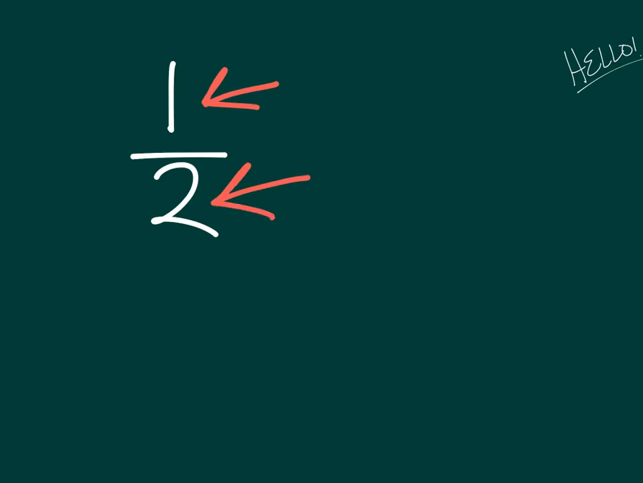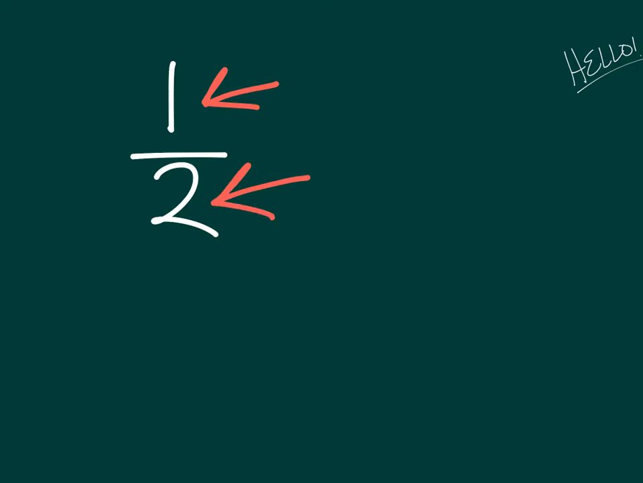Hello. Okay, so today we're going to be covering improper fractions and mixed numbers. So we're going to talk about how to go from one to the other and from the other to the one, back and forth. Okay, so a regular fraction that we know has a numerator and denominator, right? The numerator is the top number. The denominator is the bottom number.